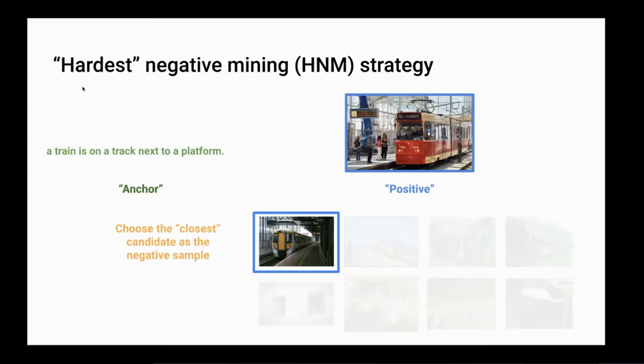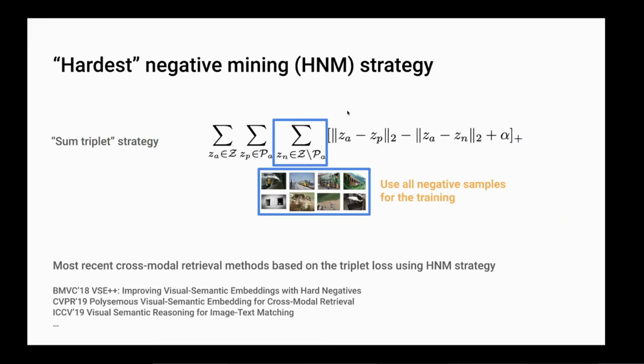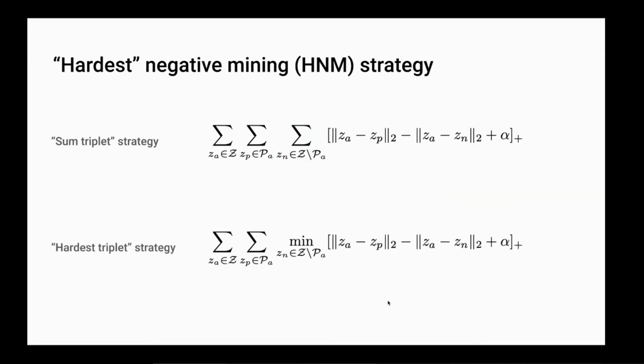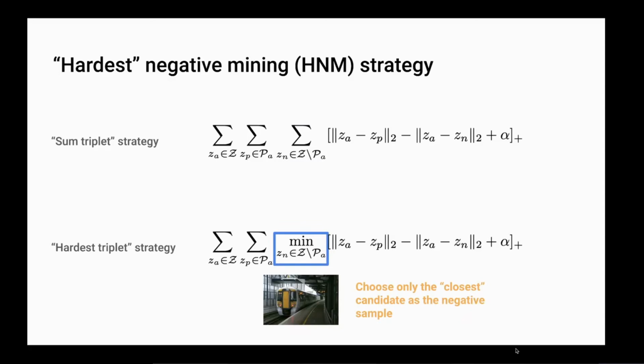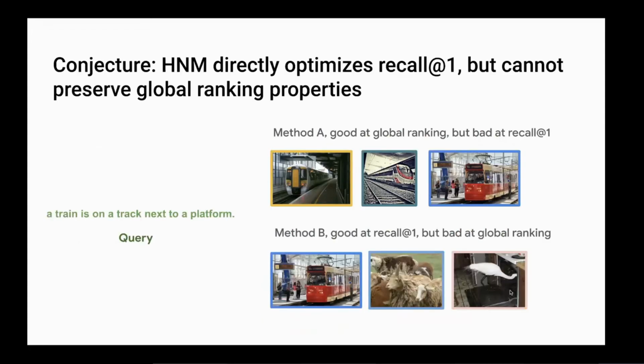The hardest negative mining strategy is the most famous one in this cross-modal retrieval scenario, whereas the sum of triplets, which does not sample anything, is actually not employed by others. So instead of collecting every negative to compute this loss objective function, people just use the closest candidate as the negative sample. So let's say this is the query. Method B is good because it directly trains the positive pair to be closer than any other hardest negative sample from the data set.